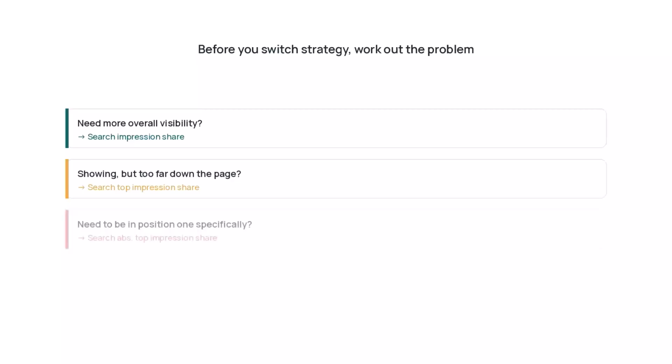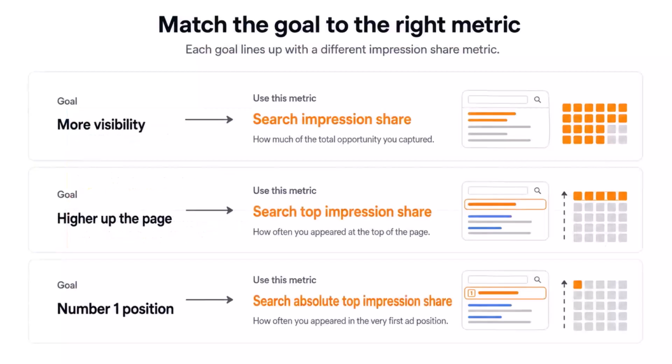So before you switch the bidding strategy, work out what problem you're actually trying to solve. Do you need more overall visibility? Do you need a stronger top of page position, or do you specifically need to be in position #1? Once you know that, check the current figures for that exact metric that matches your goal. Then move up in a controlled step.